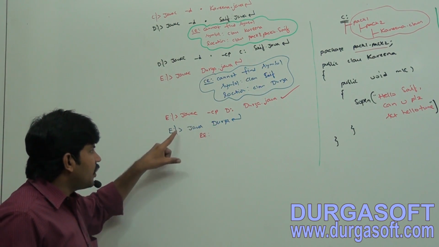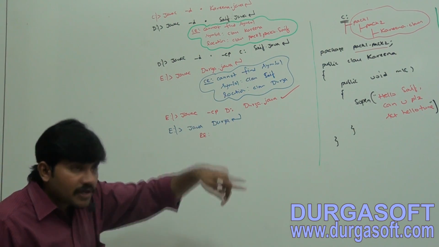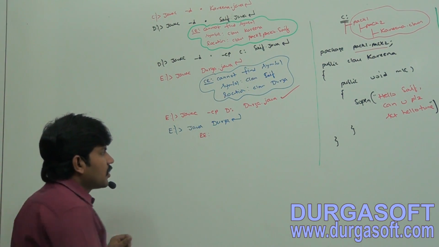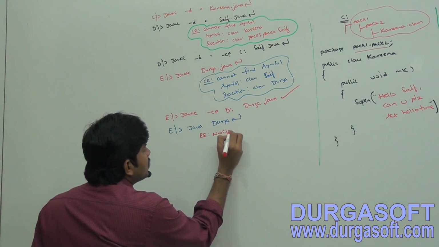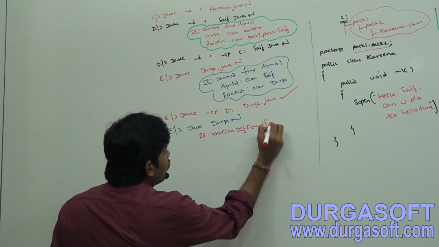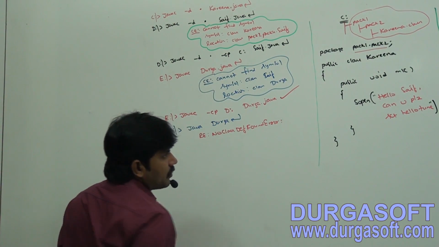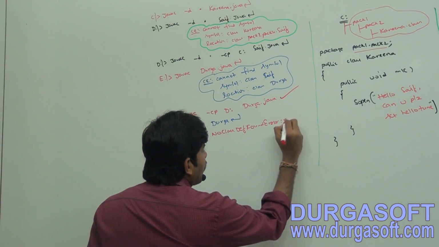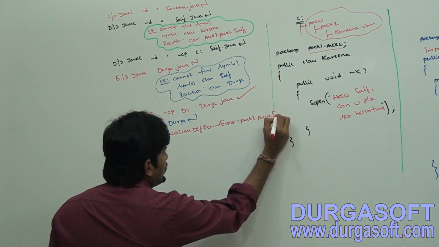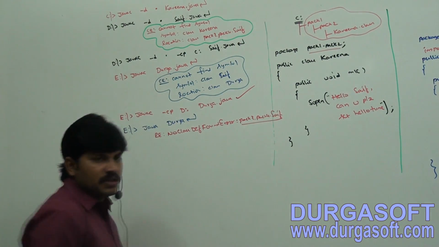Durga is available in E colon, but Durga requires Saif. Where is Saif available? You are not specifying any class path. That's why we get NoClassDefFoundError. Which one? pack3.pack4.Saif. NoClassDefFoundError.